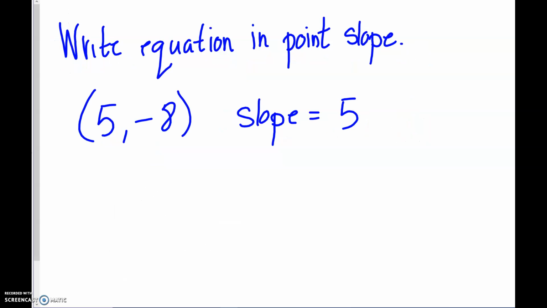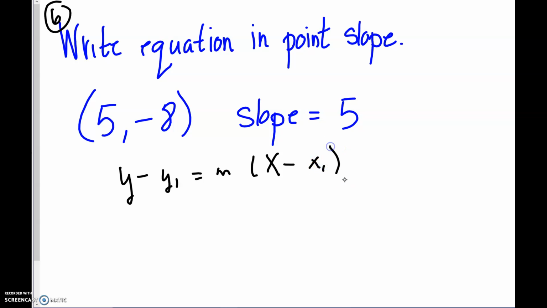All right, number 6. So what is the equation in point slope? Point slope is going to take y minus whatever your y value is equals the slope. Then you're going to take x minus whatever your x value is. So basically x1, y1 comes from a point. So we have the point right here, and this is the x and this is the y.